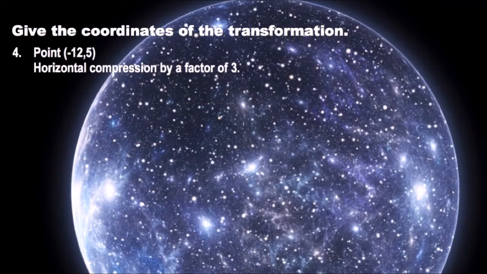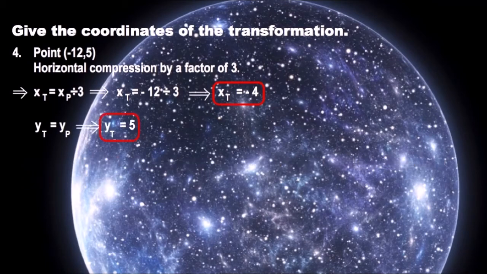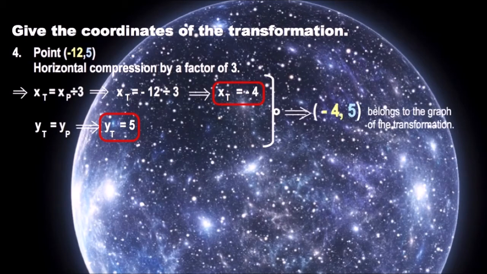Point of coordinates (-12, 5). Horizontal compression by a factor of 3. Thus, x transformation equals x parent divided by 3. Therefore, x transformation equals negative 12 divided by 3. Thus, x transformation equals negative 4. Y transformation equals y parent, since a horizontal stretch or compression does not change the value of y. Thus, y transformation is equal to 5. And the point (-4, 5) belongs to the graph of the transformation.